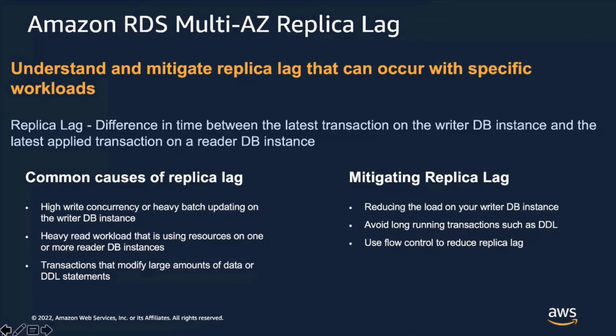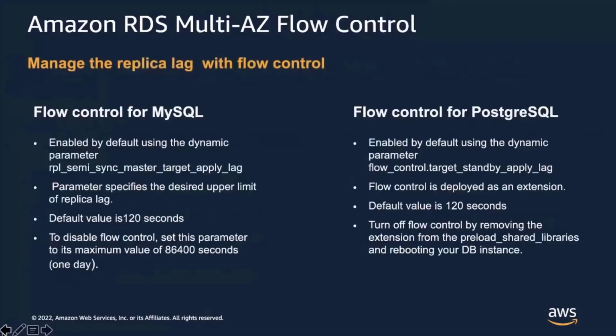We also provide a flow control mechanism to help mitigate the replica lag that can provide the tolerable limits for the applications. So this flow control mechanism is exposed as a parameter in case of MySQL, and it can be deployed as an extension in case of PostgreSQL. And the default value of the parameter is 120 seconds.